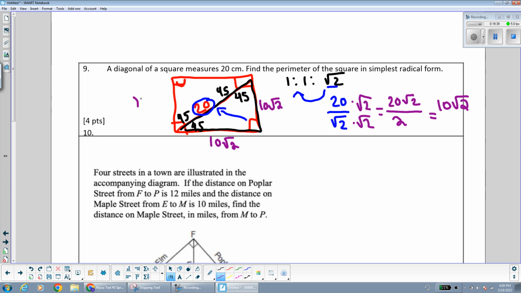And remember, squares have all equal sides. So all of the sides are 10 radical 2. All we need to do is multiply by 4 to get the perimeter of the square's sides. And remember, we just multiply coefficients. So 10 times 4 is 40 radical 2. So the perimeter is 40 radical 2 centimeters.